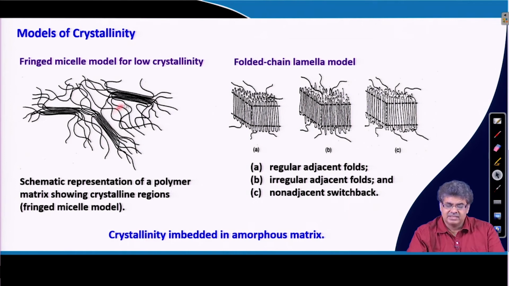As we know from our previous knowledge as well, crystallinity is embedded within the amorphous matrix. Hence, we call it a semi crystalline sample, which has both Tm for the crystalline domains and Tg for the amorphous domains.